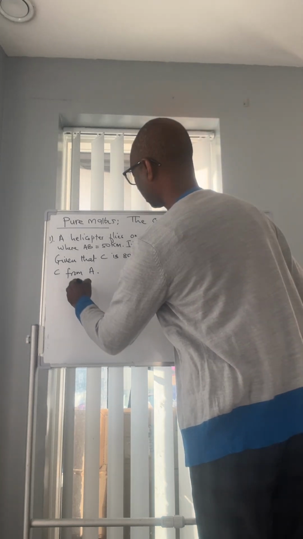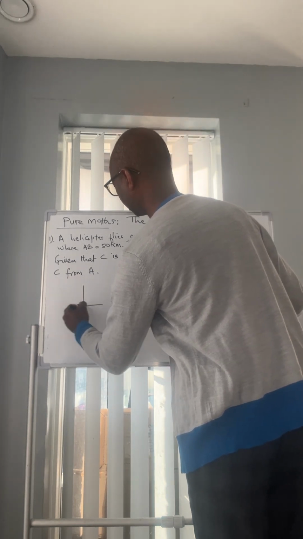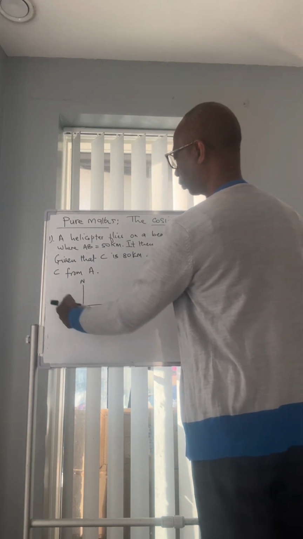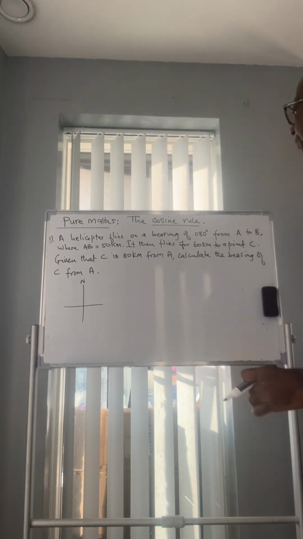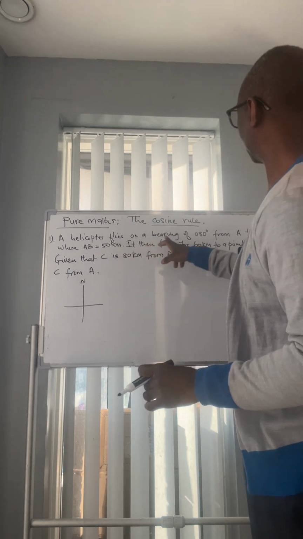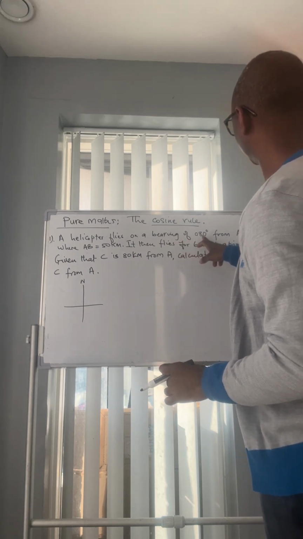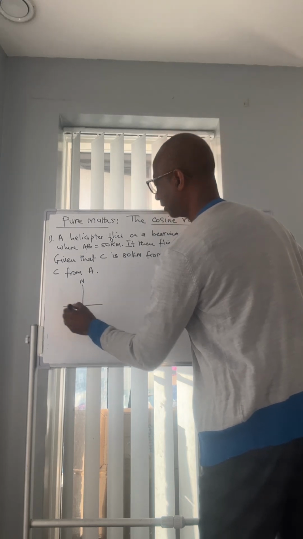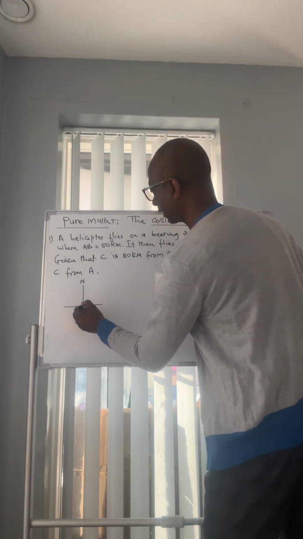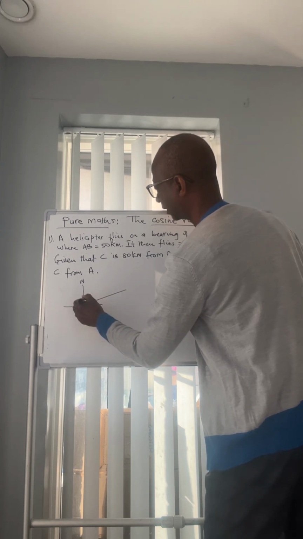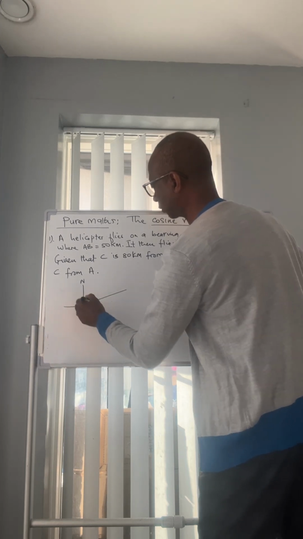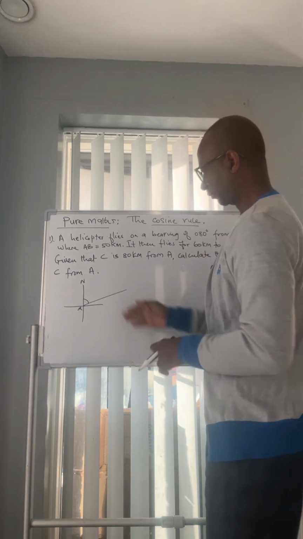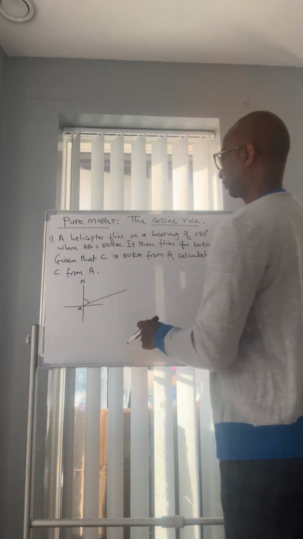So let's now have our cardinal points here. This represents north, east, south, west. So it says the helicopter flies from a bearing of 80 degrees from A. So this is our point here. This is A. And it flies 80 degrees. This is from the north. We are always measuring from the north. And clockwise is positive. From the north here, going clockwise is positive.